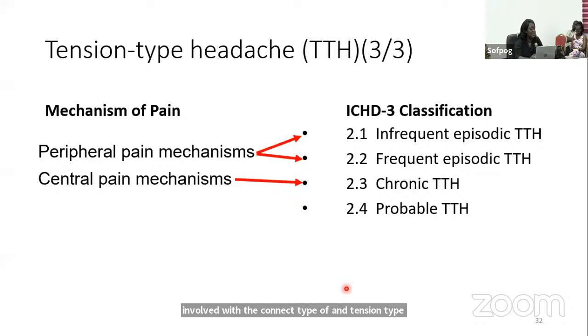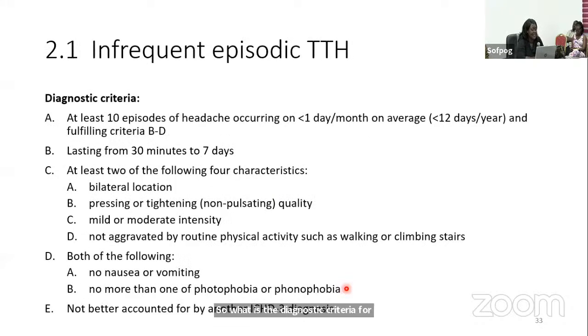So what is the diagnostic criteria for infrequent episodic tension type headache? The patient might have at least 10 episodes of headaches occurring less than 1 day in a month on average, and that amounts to less than 12 days in a year. And each pain should last 30 minutes to 7 days.